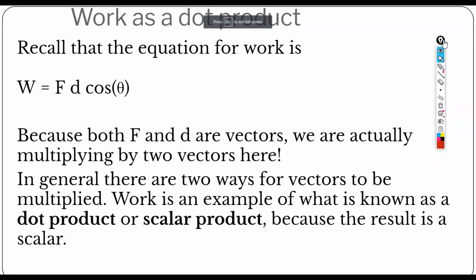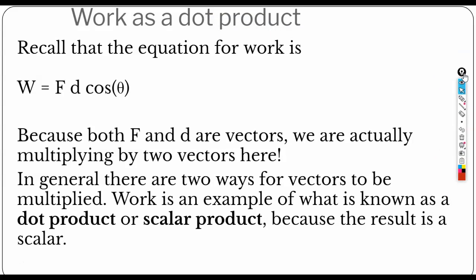Okay, so in this video, I'm going to be talking about the idea of work as a dot product. A dot product is basically a way of multiplying two vectors. The other way of multiplying two vectors is what's called a cross product or vector product that we'll probably talk about later this year. But today we're going to be talking about dot product.